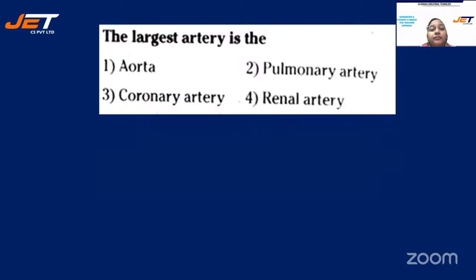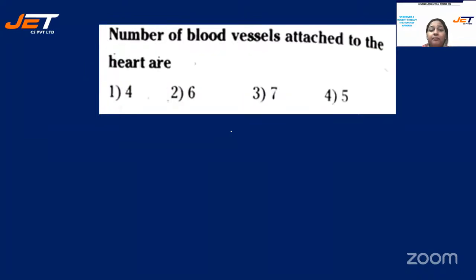Okay, students. Next question. The largest artery is the aorta, pulmonary artery, coronary artery, or renal artery. All these questions are very important, students. The topics that we have covered, they are also very, very important. Okay, the right answer for this question will be aorta. The largest artery is the aorta because it transports the blood to the entire body.